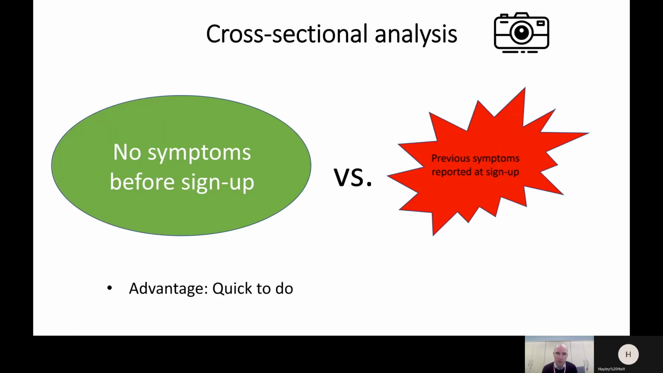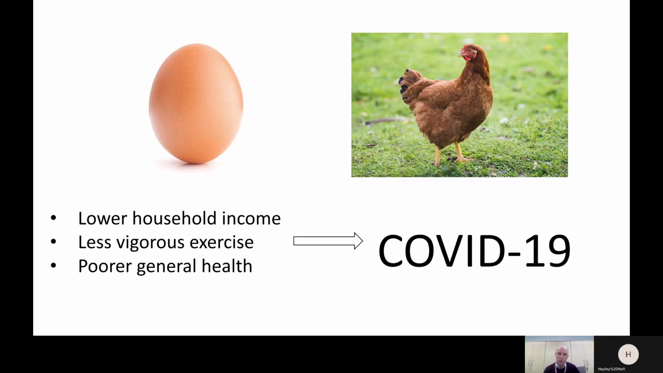The advantage of doing these cross-sectional analyses, as you know, is that they are relatively quick to do because we can do them as soon as people enter the study. But the disadvantage is that these analyses can't exclude what we call reverse causality. This is best explained by thinking about a chicken and egg situation. One possibility is that lower household income, less vigorous exercise and poorer general health could be risk factors for COVID-19 and could lead to susceptibility. But equally, one has to consider the possibility that COVID-19 itself could have resulted in people having a lower household income or doing less vigorous exercise or having poorer general health because they've been unwell.